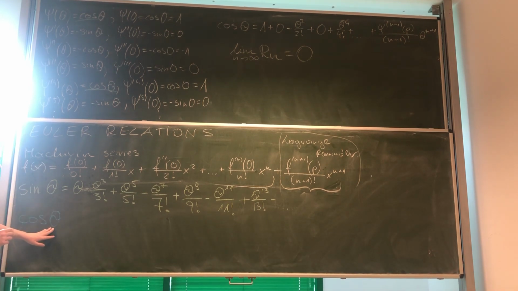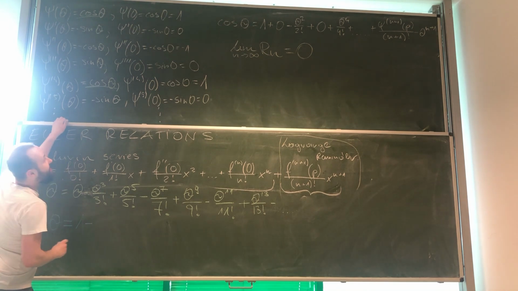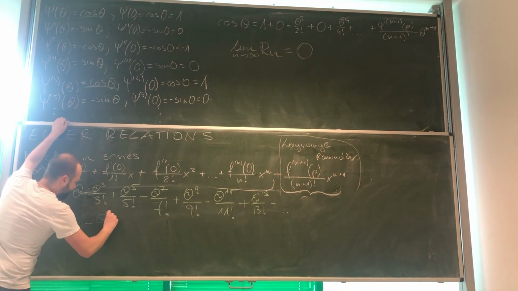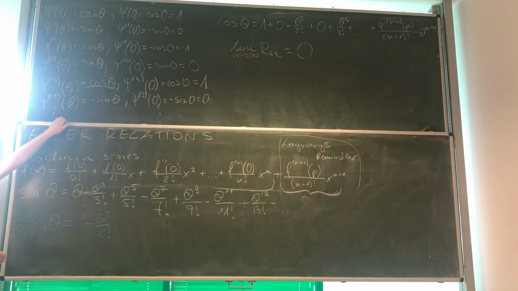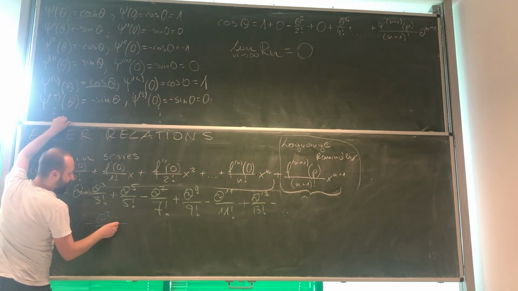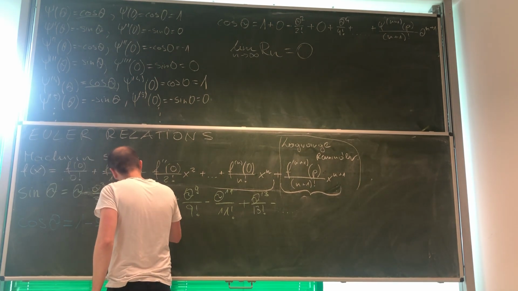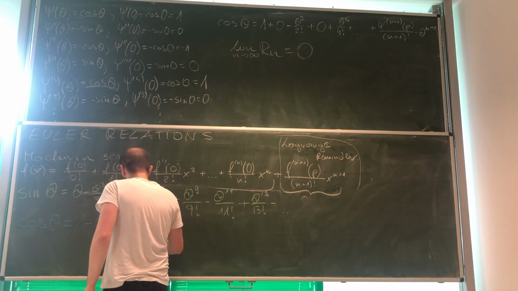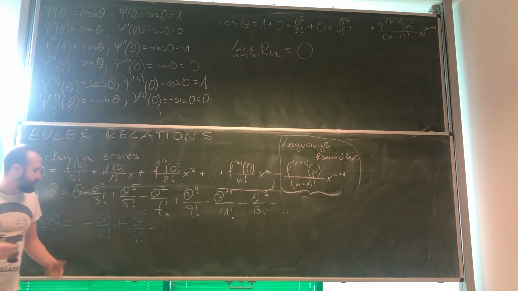We've got cosine theta, and this is equal to, first, 1. Then we get minus theta squared over 2 factorial. Then we have plus theta to the power of 4 over 4 factorial. And can we guess what's going to be next? Well, this is pretty easy.